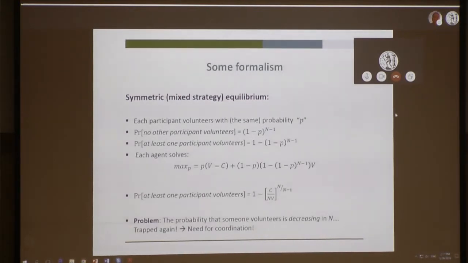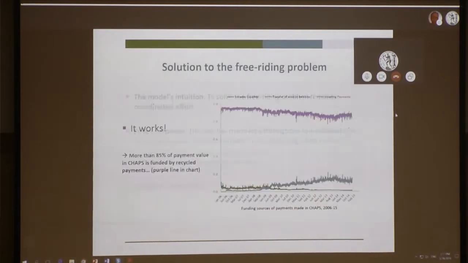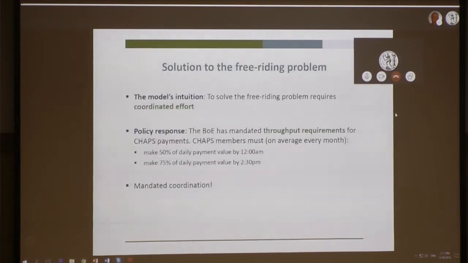But the interesting thing is that as n, the number of players, grows, the probability that at least one of them volunteers goes down. So we're essentially back into the same problem. We need coordination. So this simple intuition, the volunteer's dilemma in game theory, tells you that to solve this kind of free riding problem that often arises, you need some kind of coordinated effort.